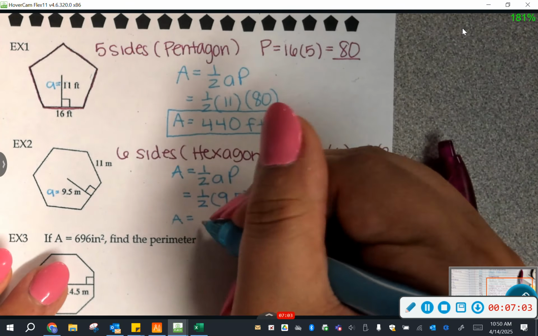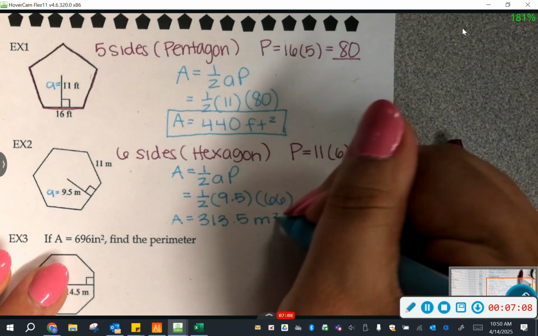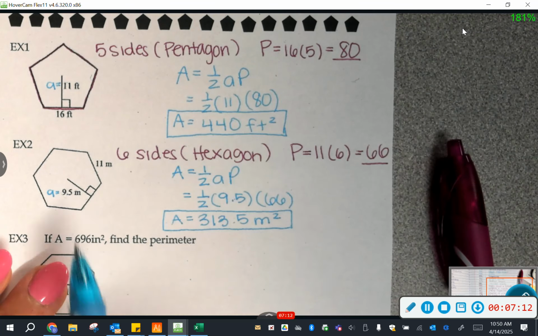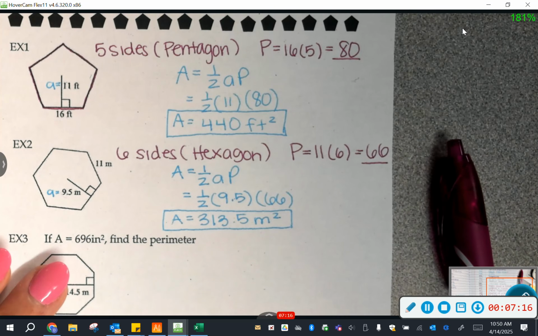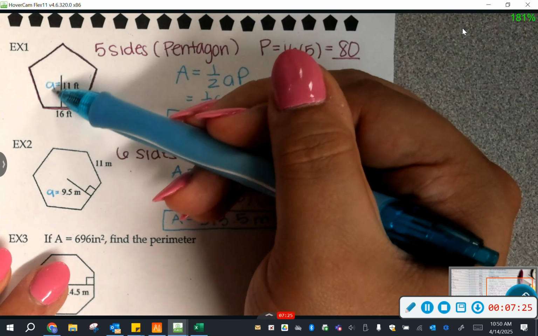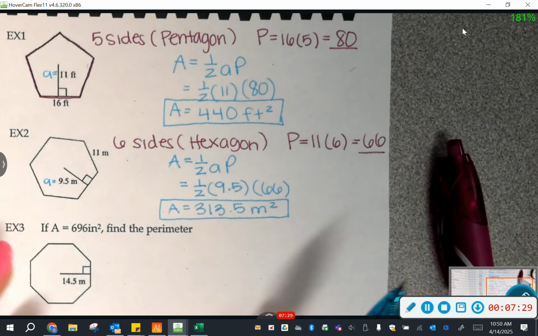So my answer was 313.5 meters squared. Because the apothem has a 90 degree angle. It is the perpendicular bisector to the side. So no, because a radius would be from here to the side, right? It would be the diagonal. It wouldn't be at the 90 degree, correct.